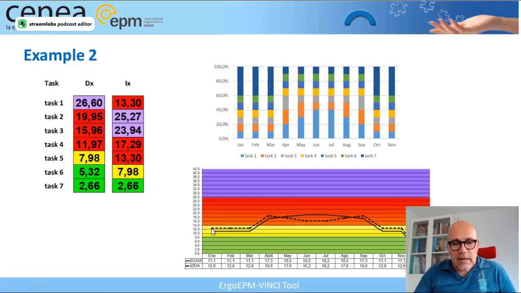Well, here we can see in this graph, applying the model, what the risk index is for each month. And we see that obviously in the months that you spend more time on lighter tasks, the risk is lower, and in the months that you spend more time on more demanding tasks, the risk is higher for both the right and the left. And in the end, we can calculate the risk for annual exposure for both the right and the left.